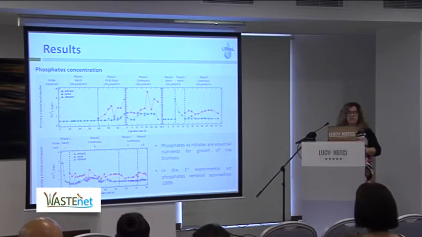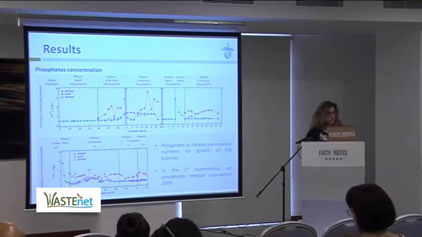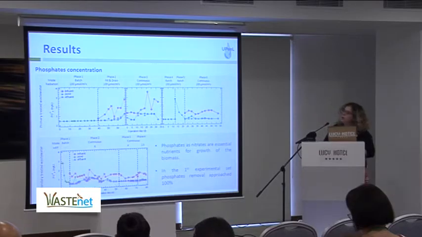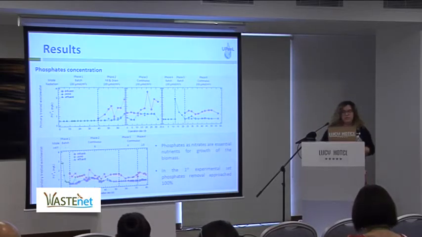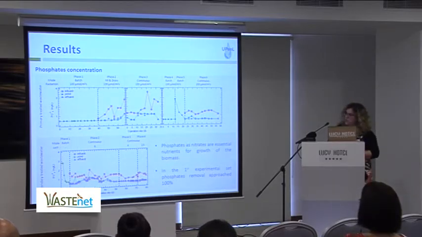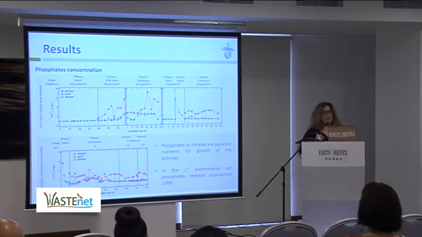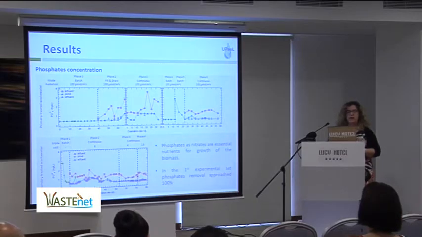Phosphates and nitrates are essential nutrients for the growth of our biomass. And you see here the phosphates, which is very low. And we see that in the first experimental set, phosphate removal approaches 100%, especially in phase 6 with high radiation intensity, which gives us the conclusion that there are high photosynthetic reactions.